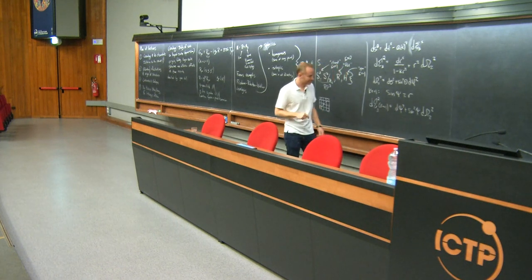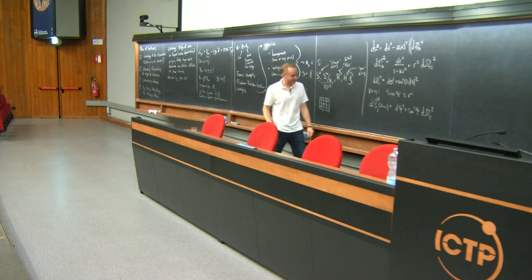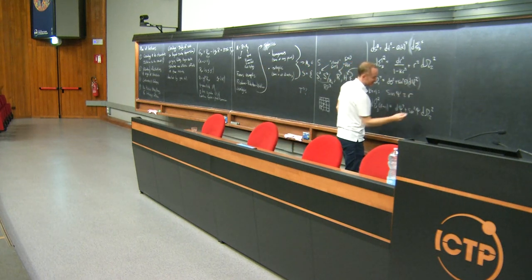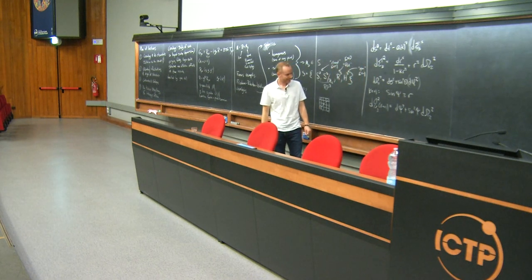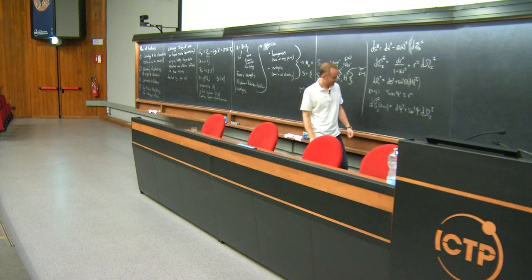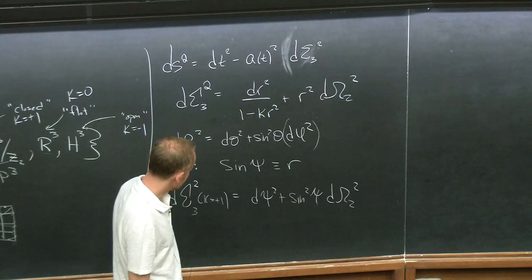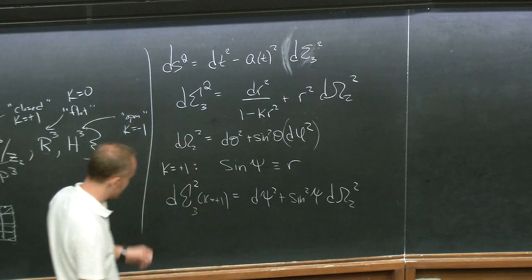This is the metric on a 3-sphere. It looks just like the metric on a 2-sphere, except, well, this d phi squared is replaced by d omega 2 squared. Okay. And notice that the range of psi is from 0 to pi.